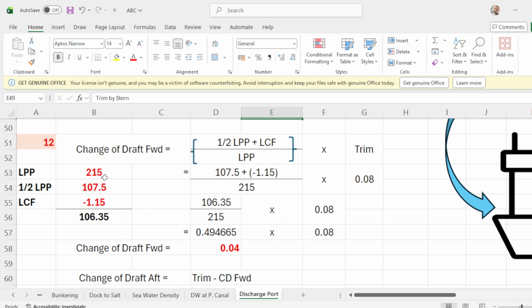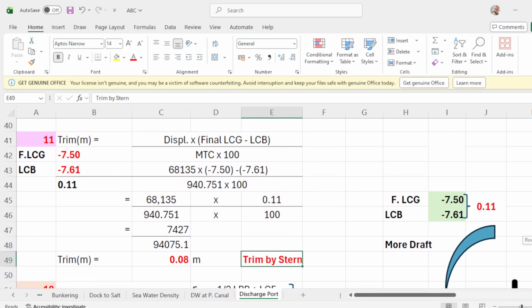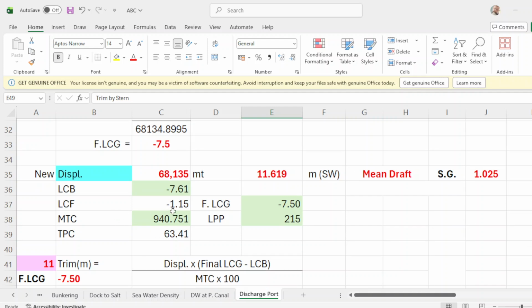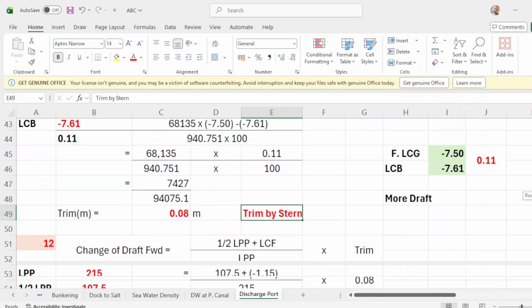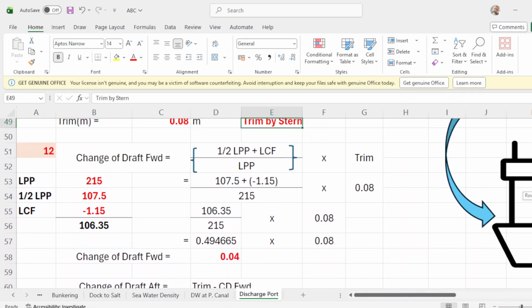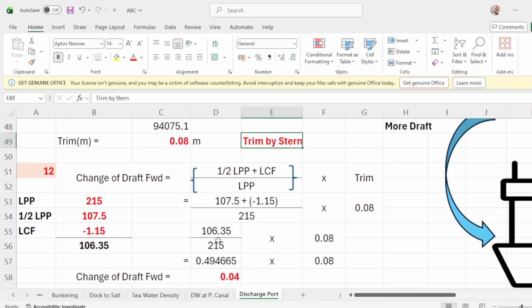So your LPP is 215. One half of 215 is 107.5, and your LCF is negative 1.15. Okay. So transpose the formula: one half of LPP is 107.5, plus your LCF of negative 1.15, over your LPP of 215, times your trim of 0.08.